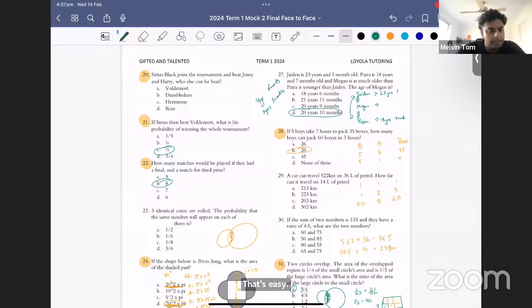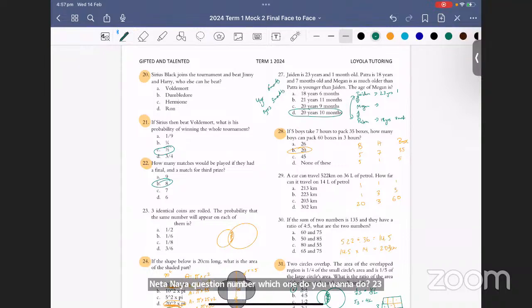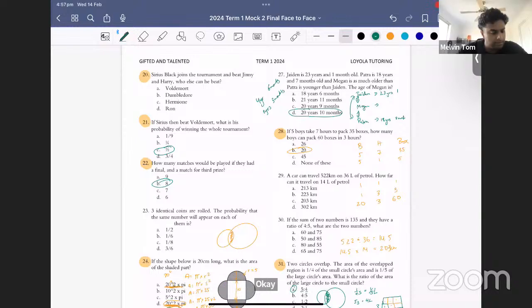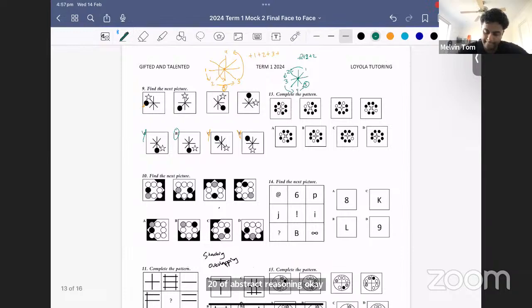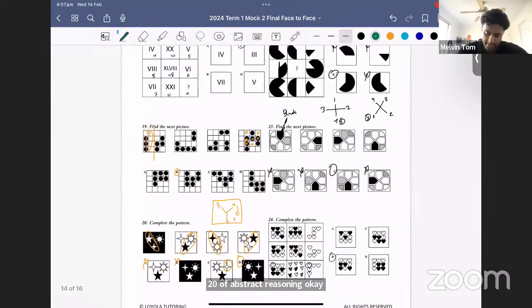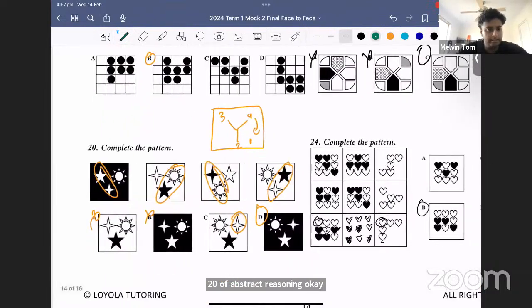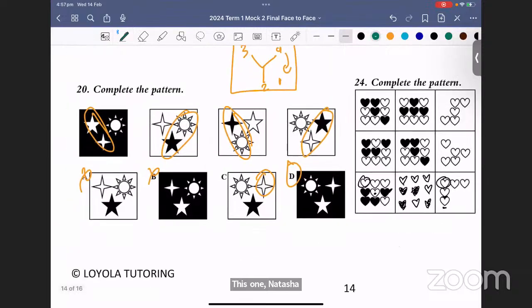Nataya, which one do you want to do? 23 of quantitative or 20 of abstract reasoning? 20 of abstract reasoning. Okay. This one, Nataya? Yeah. All right.